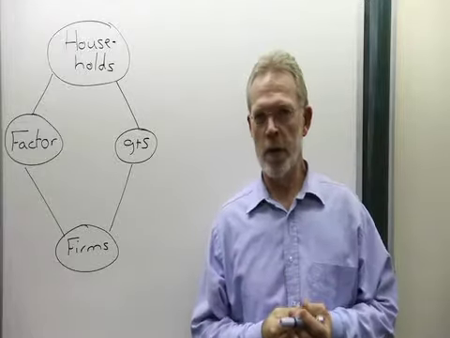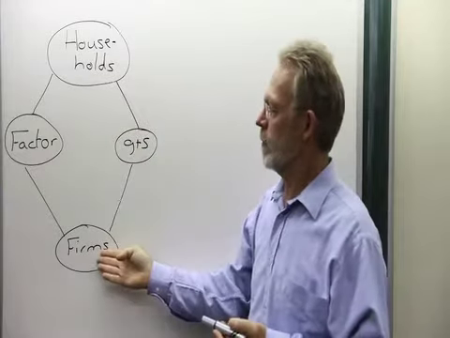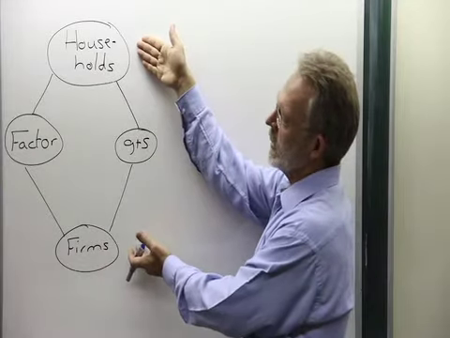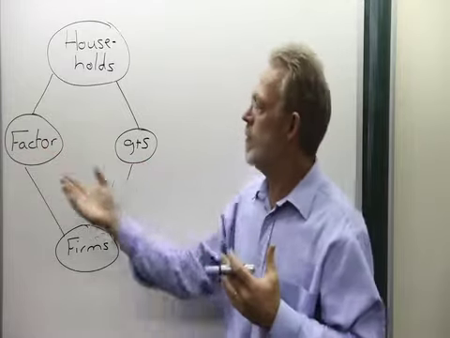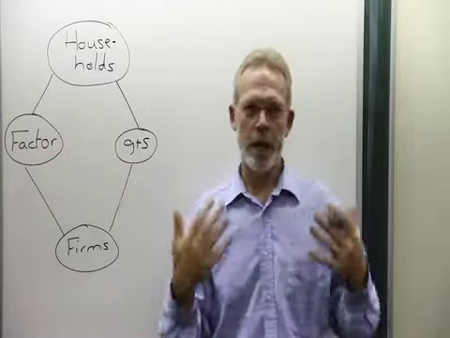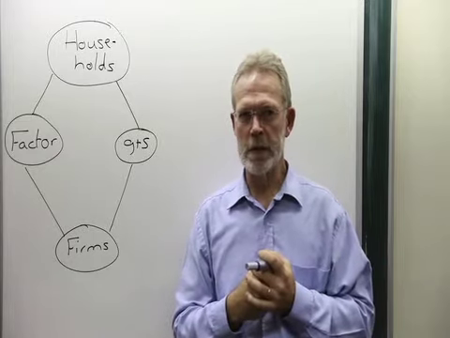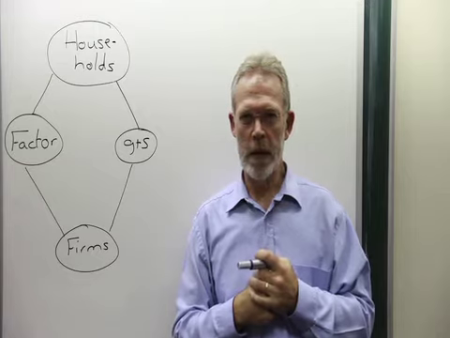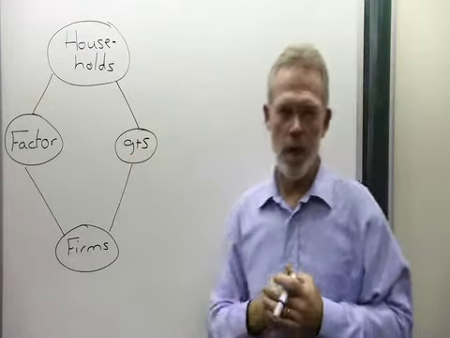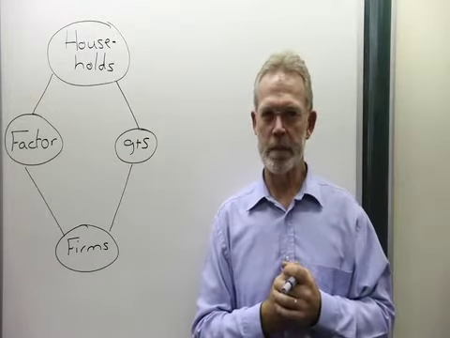A market economy consists of households and firms, and these two groups interact on the factor market and the goods market. And these two markets can be shown by means of diagrams. Now, how does one draw a diagram of a market? Let's start with a diagram of the market for goods and services.